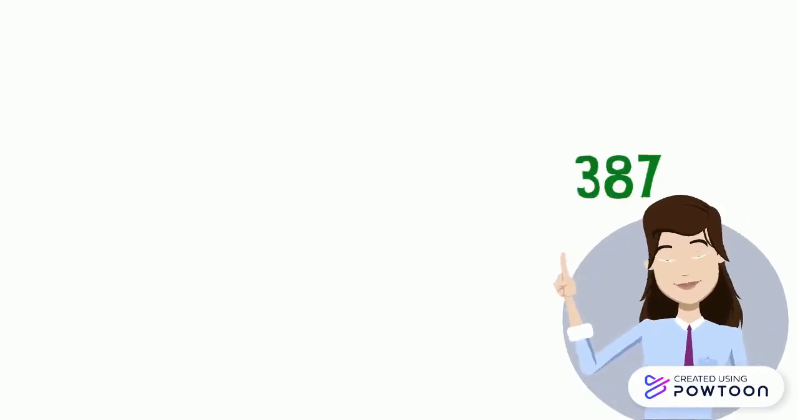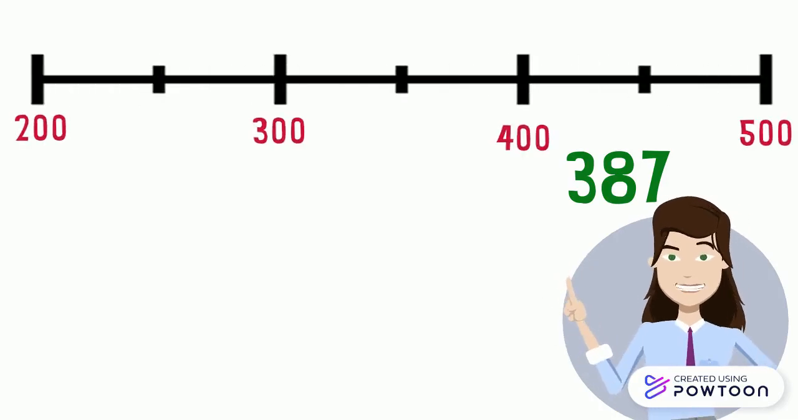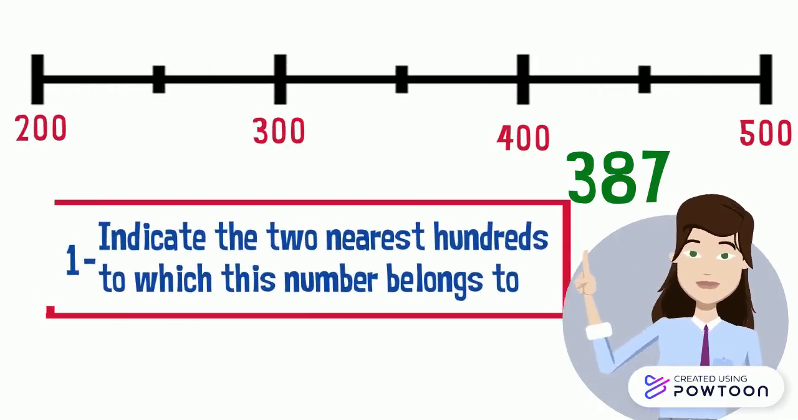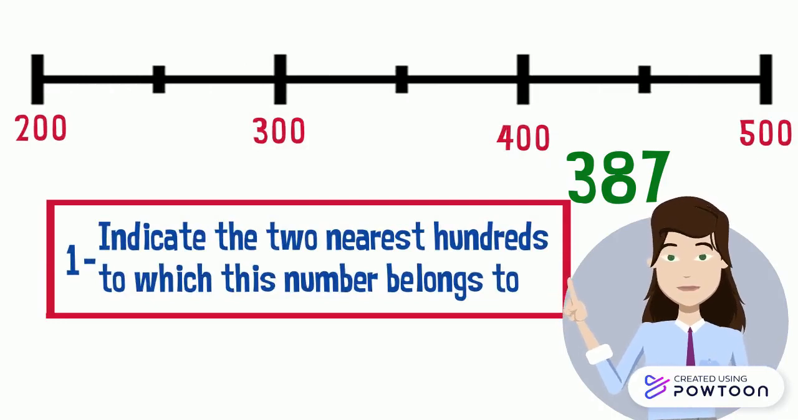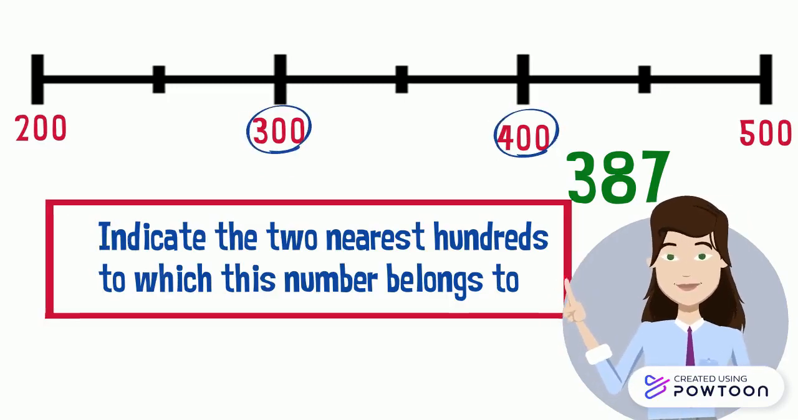Now let's take another example. What is the nearest 100 to 387? To know the nearest 100 to this number, first we should know between which two hundreds 387 belongs. It belongs between 300 and 400.